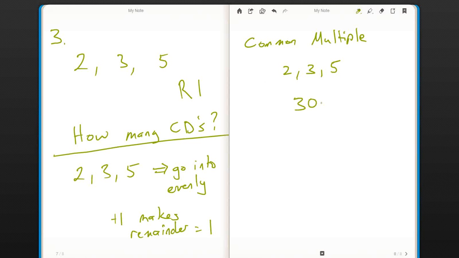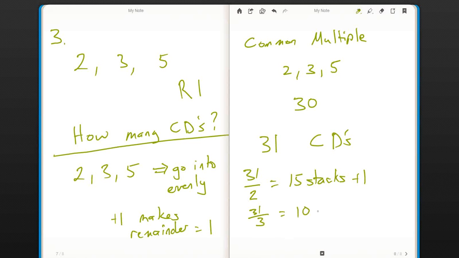And so 30 is the number that I can put 30 in stacks of 2, I can put 30 in stacks of 3, I can put 30 in stacks of 5. All of those work out evenly. So my CDs, I must have 31 CDs. Because if I have 31 CDs and I put them in stacks of 2, I have 15 stacks plus 1 extra CD. If I have 31 CDs and I put them in stacks of 3, I'm going to have 10 stacks and 1 extra. And if I have 31 CDs and I put them in stacks of 5, I only have 6 stacks, but I still have 1 extra CD.